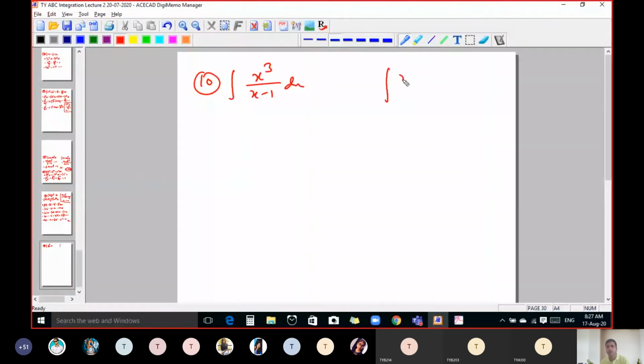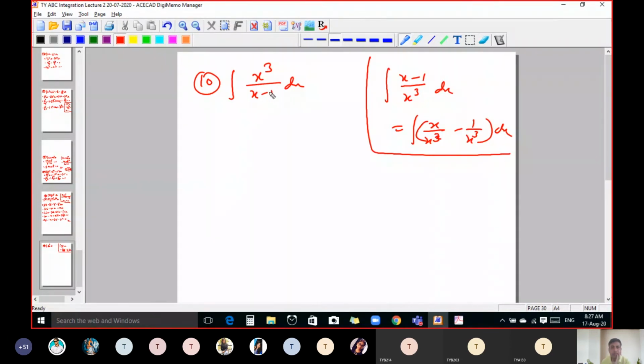See, instead of this, if the question is like this, then it's very easy. Just divide each term by x cube and simplify. And you will get the answer if this is the question. But right now, here the power of x is 3. So whenever the denominator has a linear function, listen to the rule.